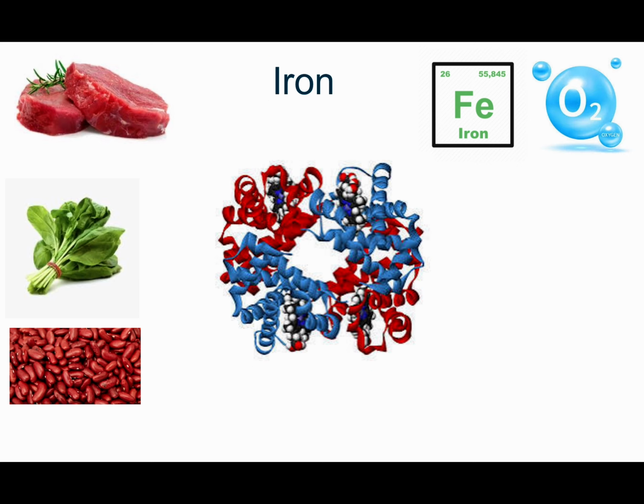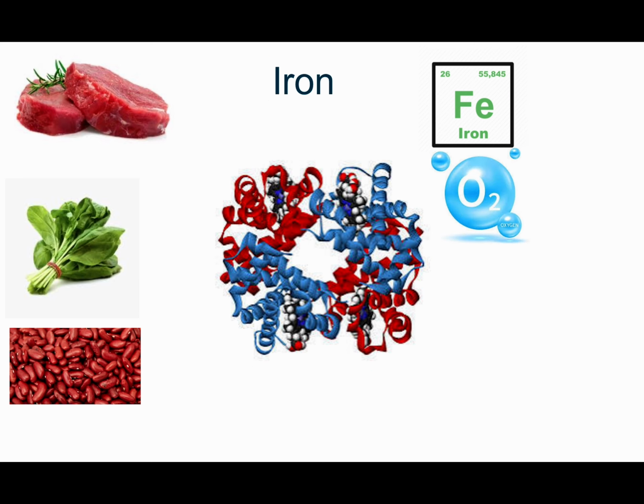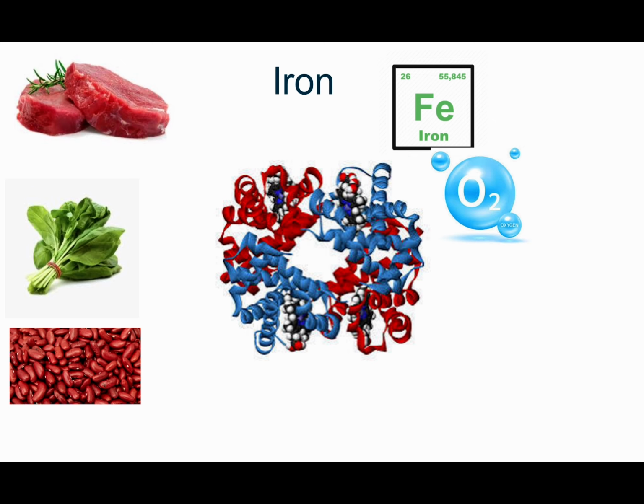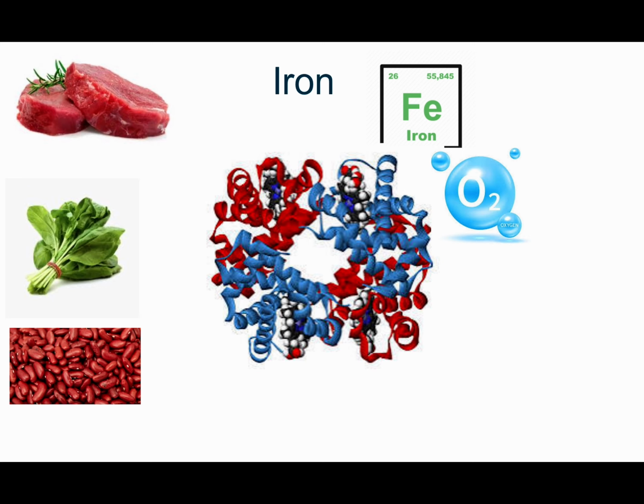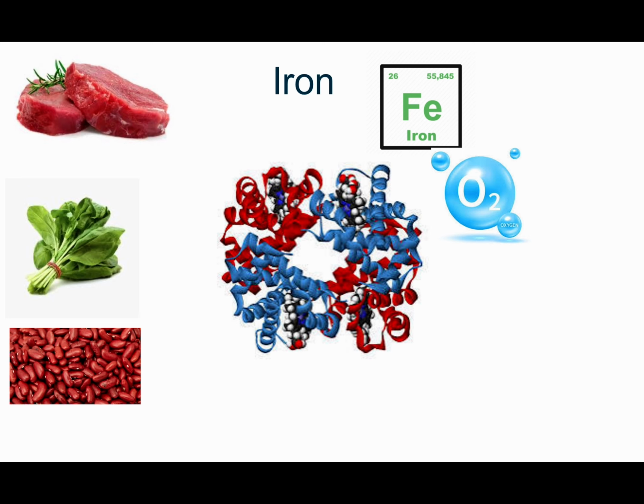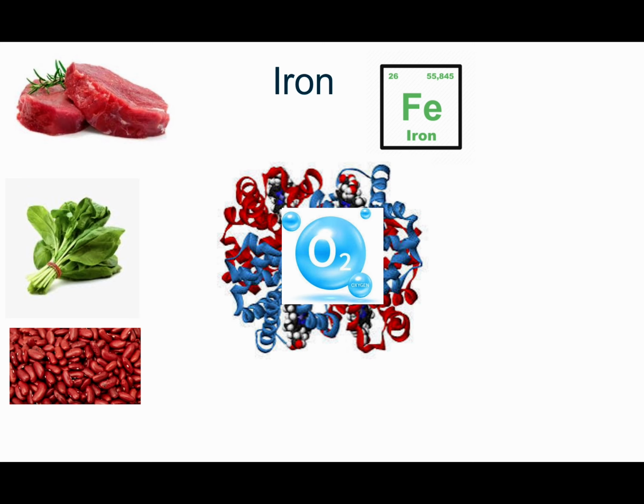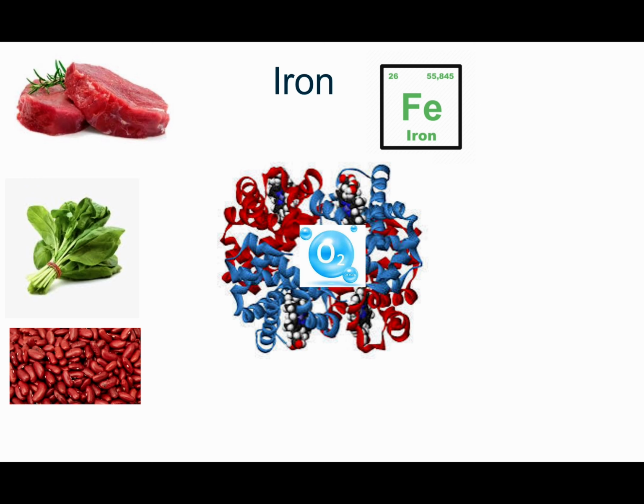When oxygen binds to iron in hemoglobin, the hemoglobin changes its shape slightly to hold the oxygen more tightly. So as the oxygen is bound, it makes it easier for more oxygen molecules to bind.